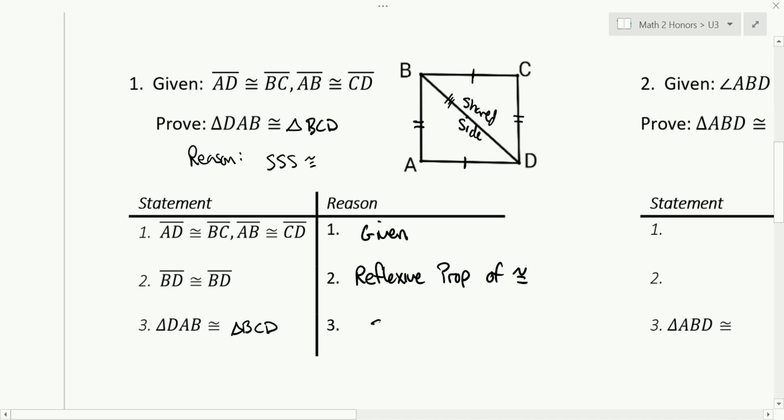And the reason is side, side, side, congruent. And we're using steps 1 and 2 in our proof to show side, side, side. Because in step 1 we have side and side. In step 2 we have the third side. And so we're able to get side, side, side from steps 1 and 2.